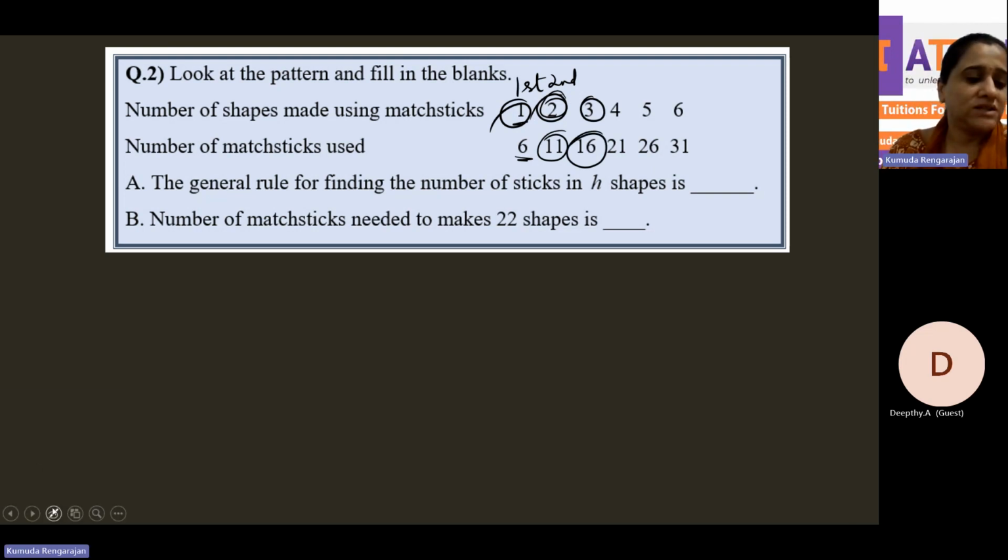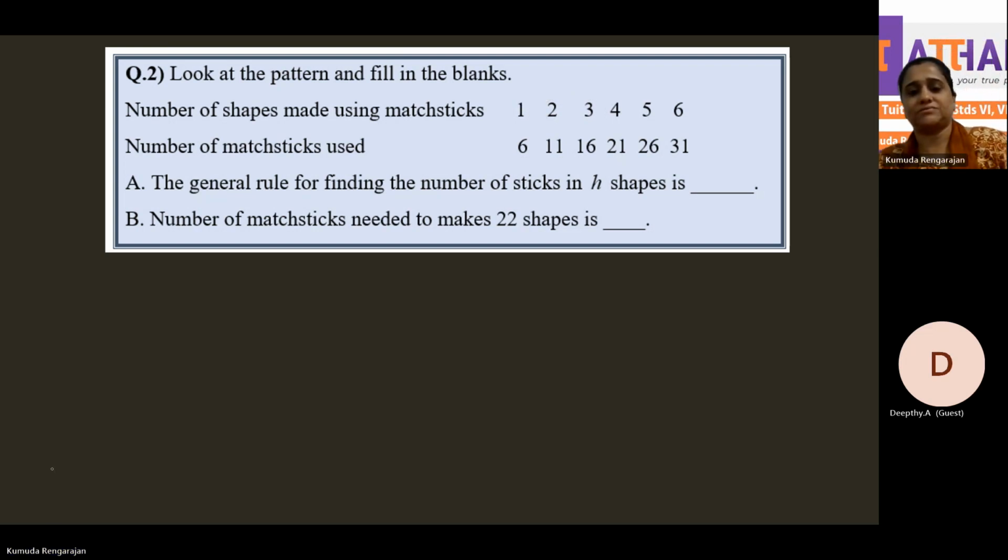Now explain. Deepti, explain what I just explained. Yes, Satakshi. Louder. That's okay. Not the rule. I want you to explain the question. What is 1, 2, 3, 4, 5, 6 here?